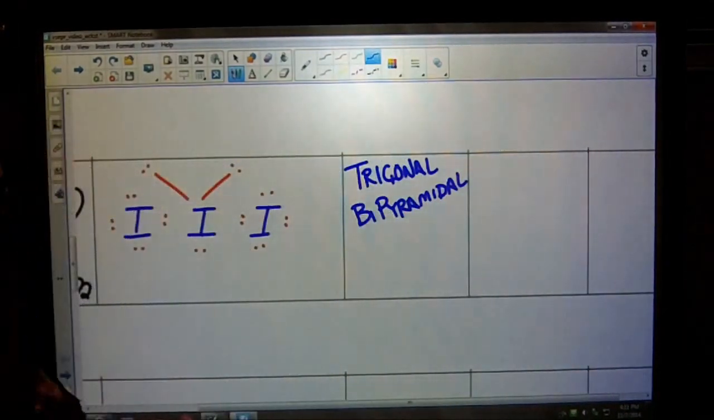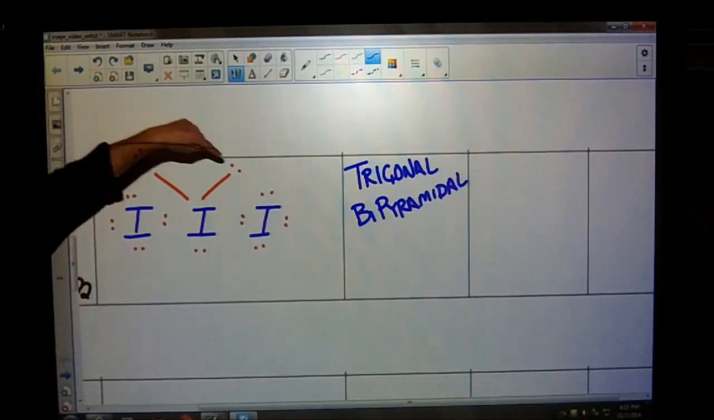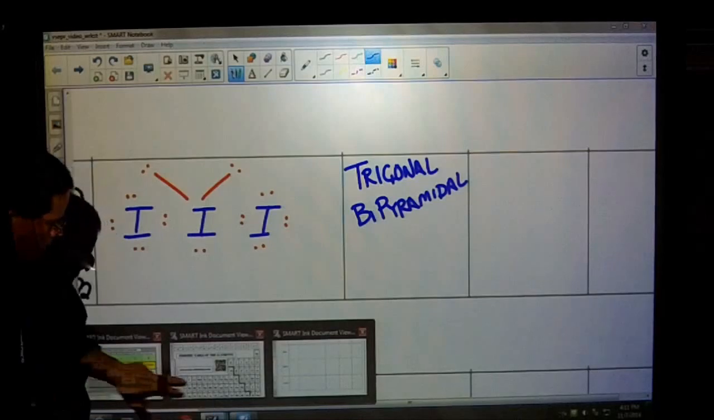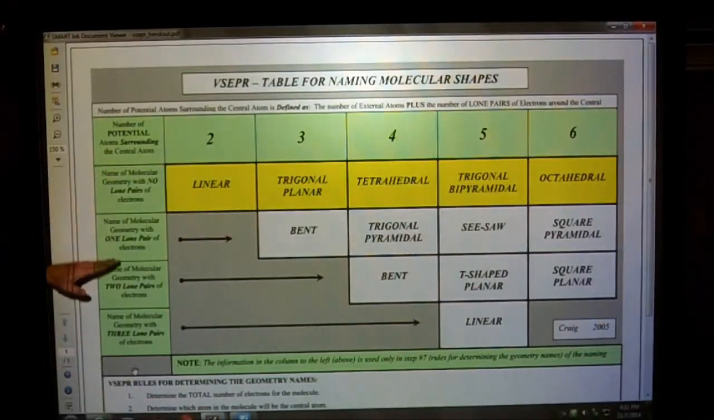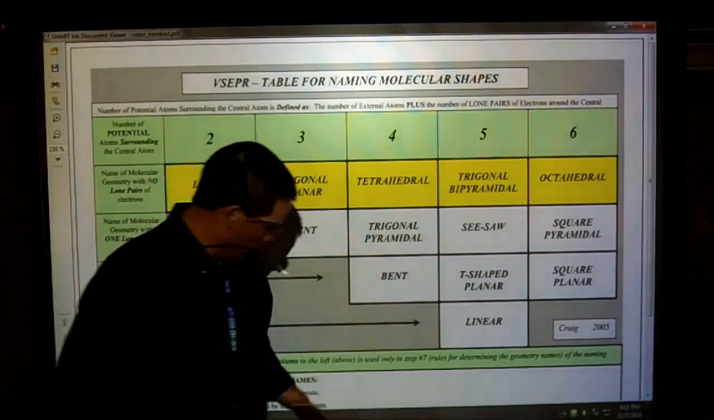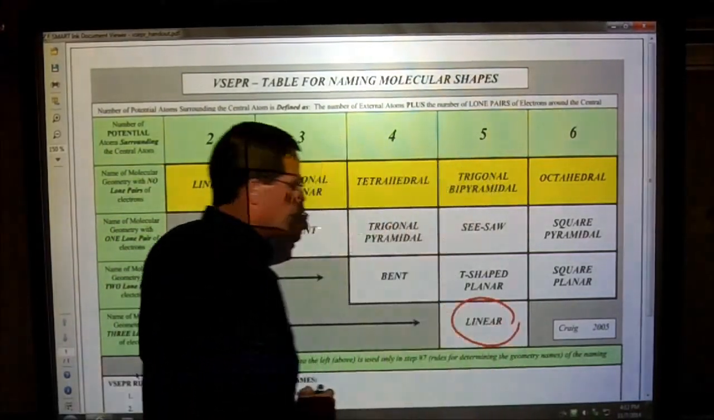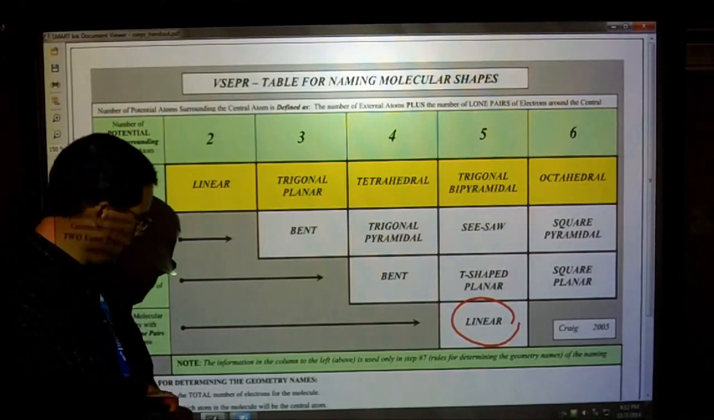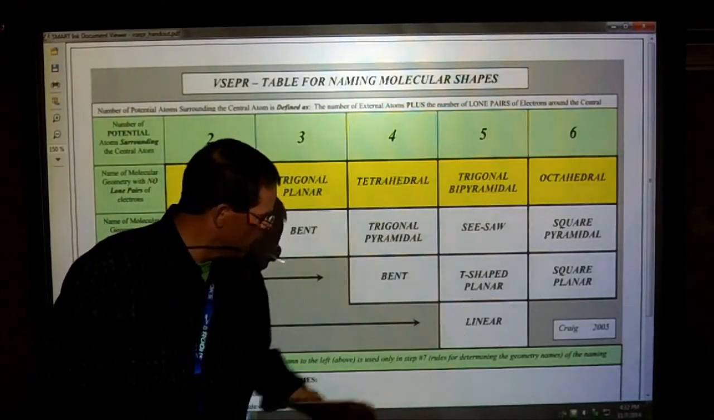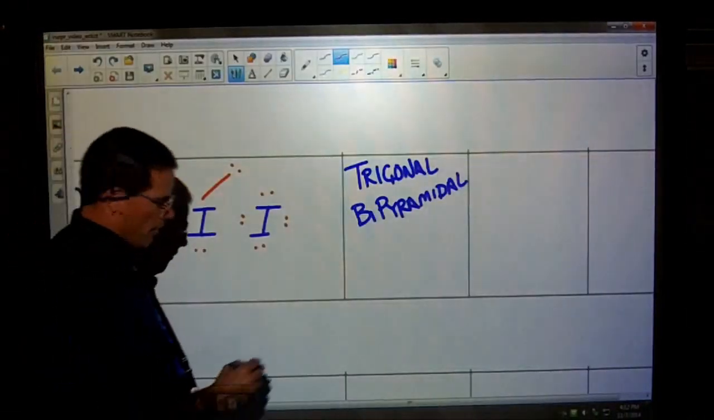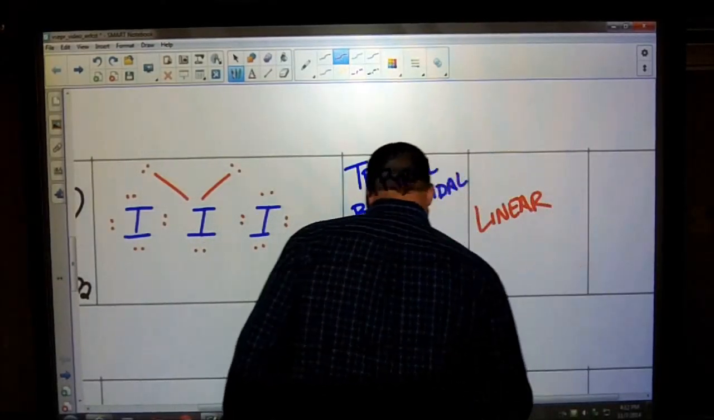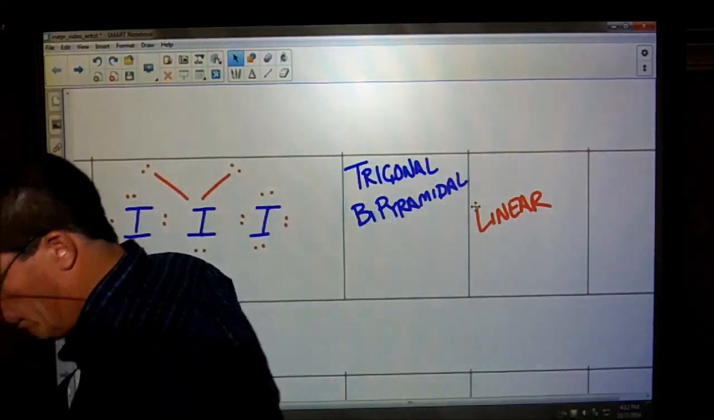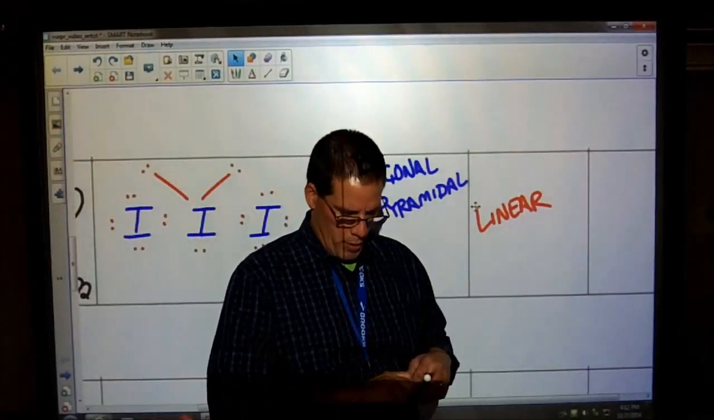Okay, so it's trigonal bipyramidal, but now what shape do the atoms alone form? Well, we have 3 lone pairs, so we are in column 5, and we come down here to where it says 3 lone pairs, and in this case it forms a linear shape. And it does form a nice straight line. So we have a linear shape. And let's take a look at that model real quick. So again, we have our 3 lone pairs.